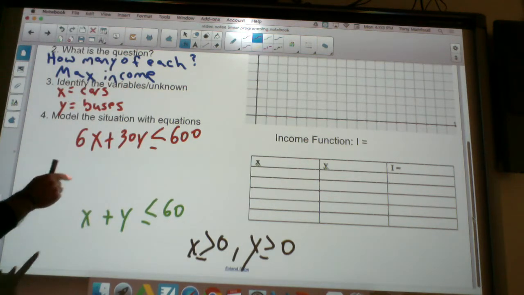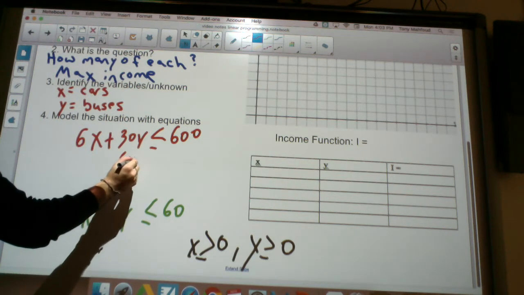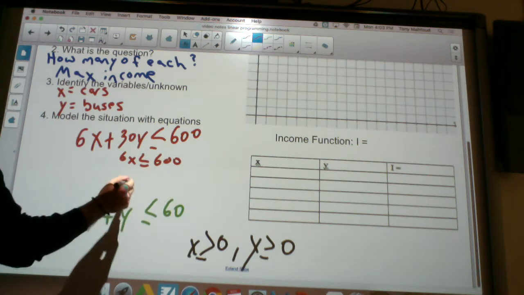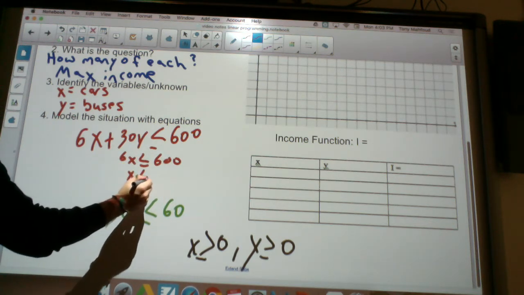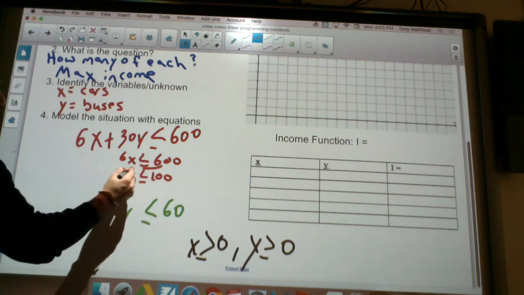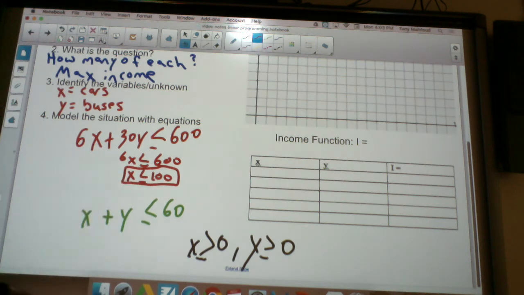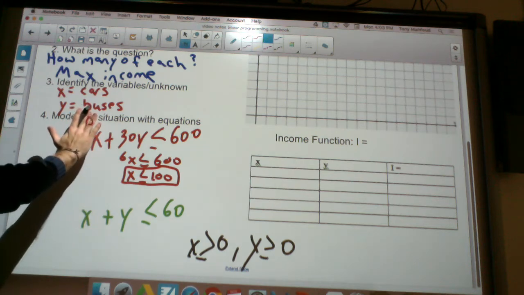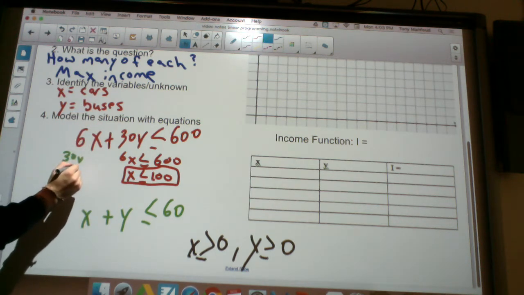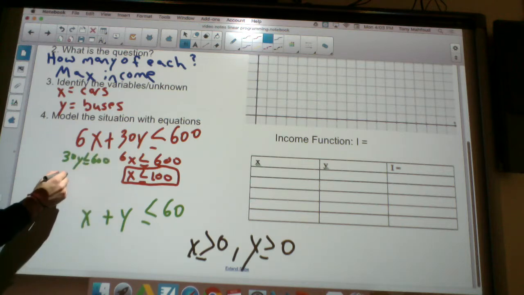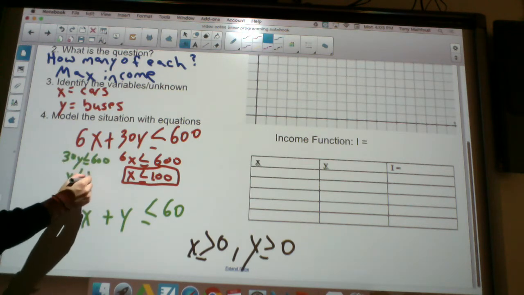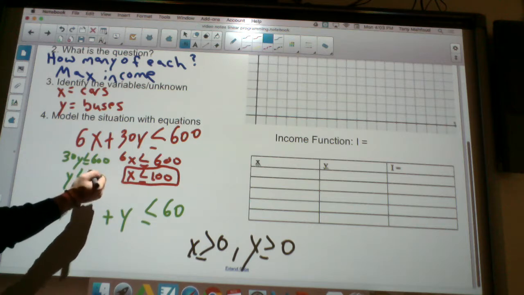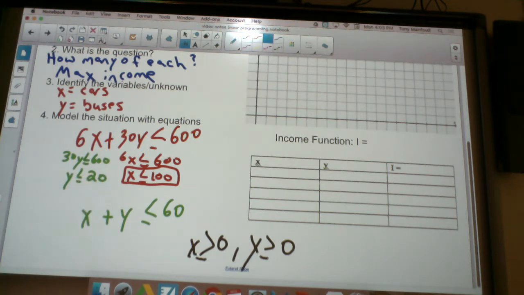So again, plug in 0 in for y, you're left with 6x is less than or equal to 600. Divide by 6 on both sides, x is going to be equal to 100. That's going to be my first point for that inequality. Now if I plug in 0 in for x, I'm left with 30y is less than or equal to 600. Divide by 30 on both sides, that's going to give me 20. Brain fart much? Maybe. So that's going to give me y is less than or equal to 20.